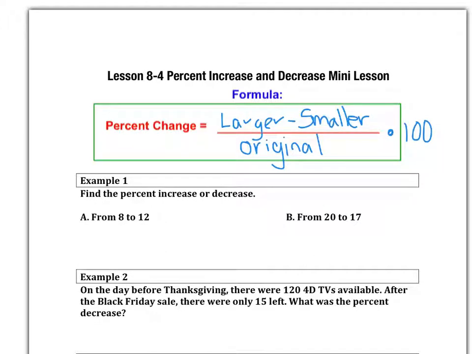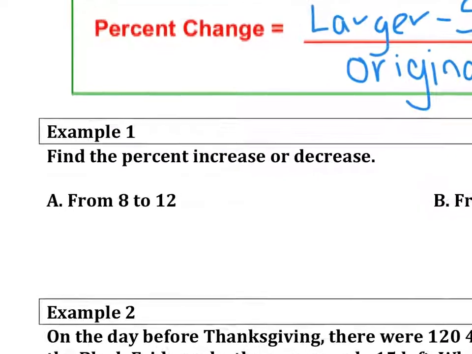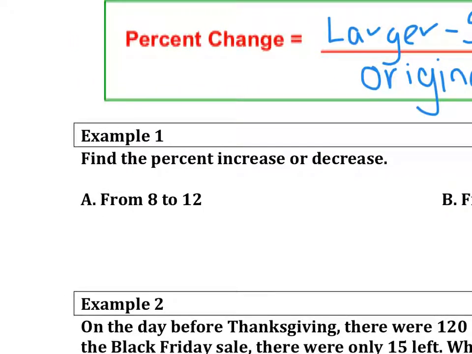So let's jump right in and try one. In example 1A, it says find the percent increase or decrease. And just to point out, if it says increase or decrease, you know that your answer must indicate which of the two it was. First, we're going from 8 to 12. So what I'm going to do is take my larger minus my smaller. So I would do 12 minus 8 over the original number, which in this case was 8, because we went from 8 to 12.